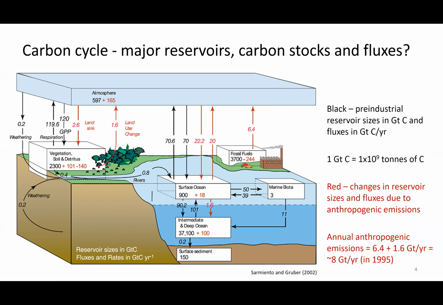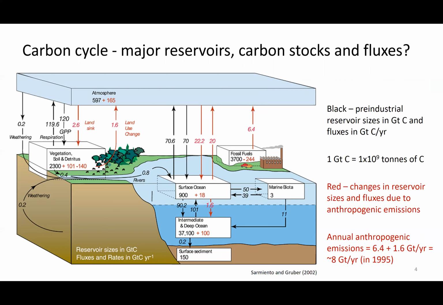So for example, here we have the flux from the atmosphere into the ocean. It was 70 gigatons per year in pre-industrial times, and now there's an additional 22.2 gigatons per year moving from the atmosphere into the ocean. So a total of 92.2 gigatons of carbon per year moved from the atmosphere into the ocean.